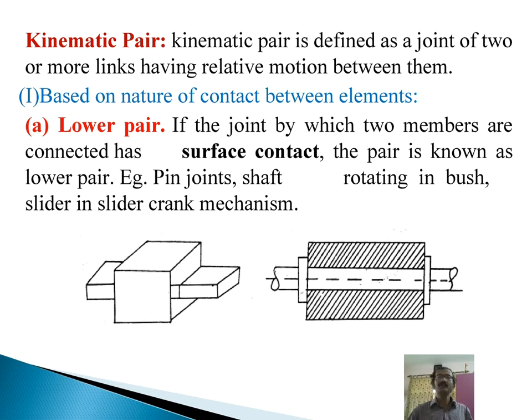Now, what is a lower pair? Lower pair: if the joint by which two members are connected has surface contact, the pair is known as a lower pair. Examples are pin joint, shaft rotating in bush, and slider in slider crank mechanism.